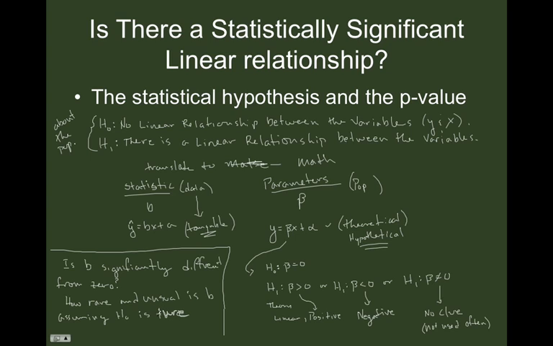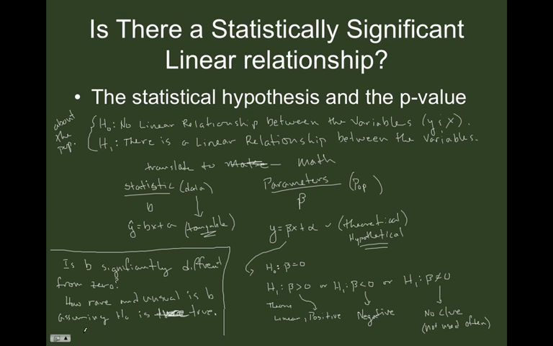So the idea here is that if H naught is true, then beta or B should be 0. That's what we expect. If H naught is true, we expect B to be 0. Now, if B is significantly different than 0, then our p-value will be small. The smaller the p-value, the more significant the data. The smaller the p-value, the stronger the evidence against the null hypothesis.